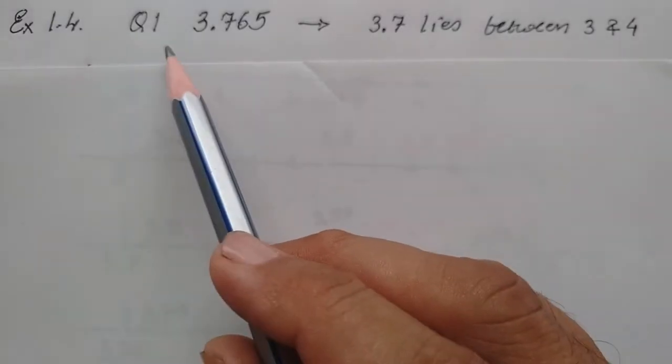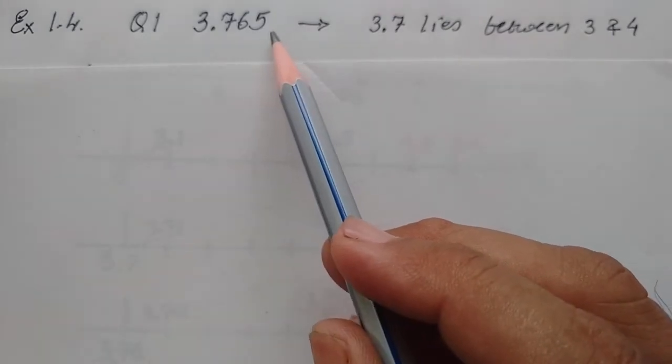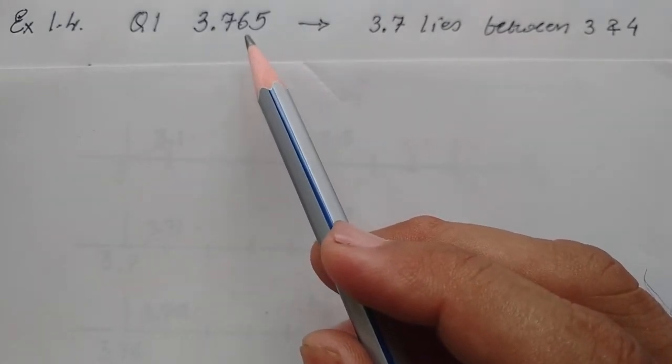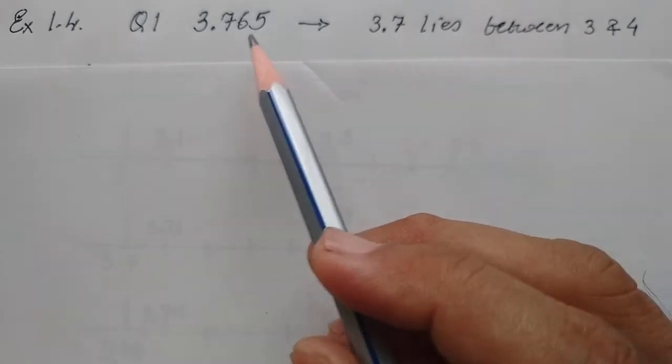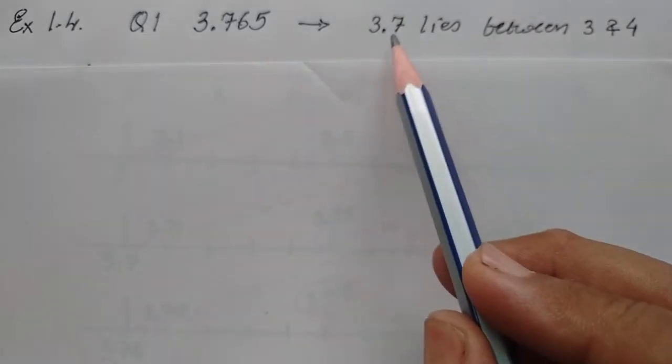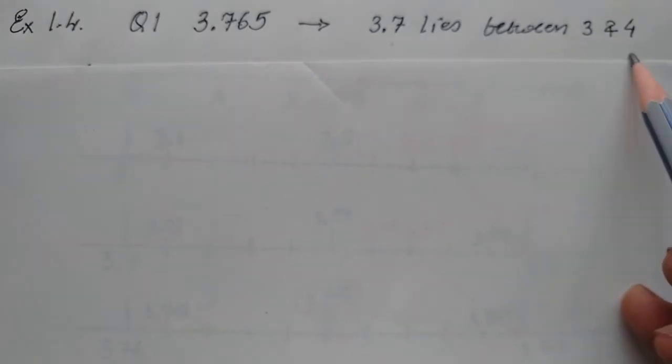Exercise 1.4, question number 1, 3.765. Children, this number we have to visualize on a number line. So now children, this 3.7, beginning 3.7 lies between 3 and 4. So first we will draw 3 and 4 like this way, children.